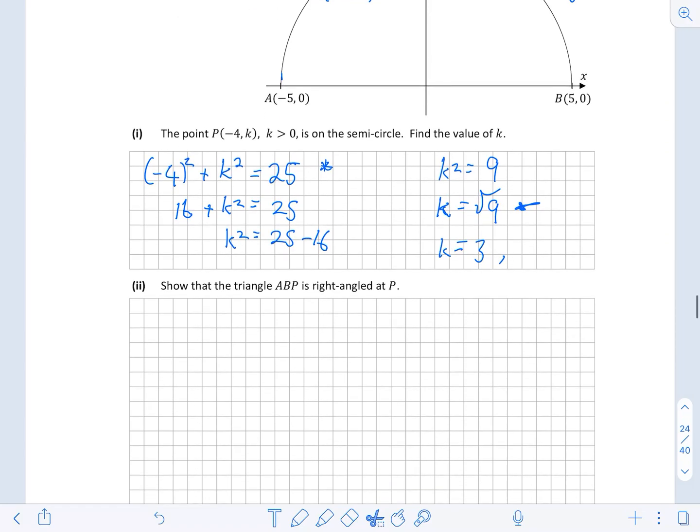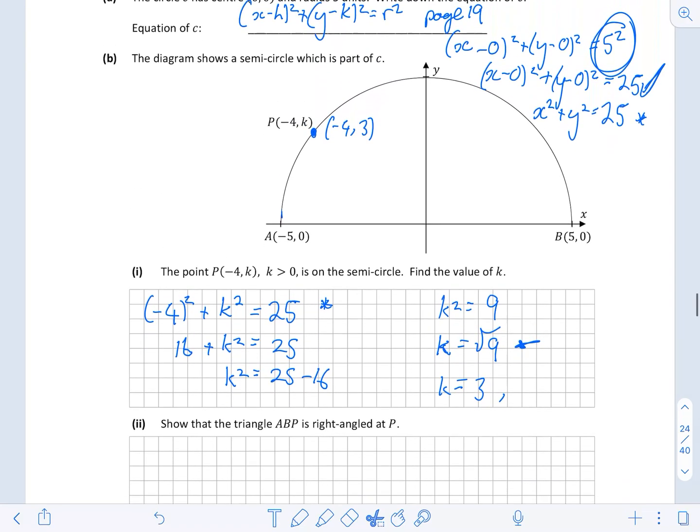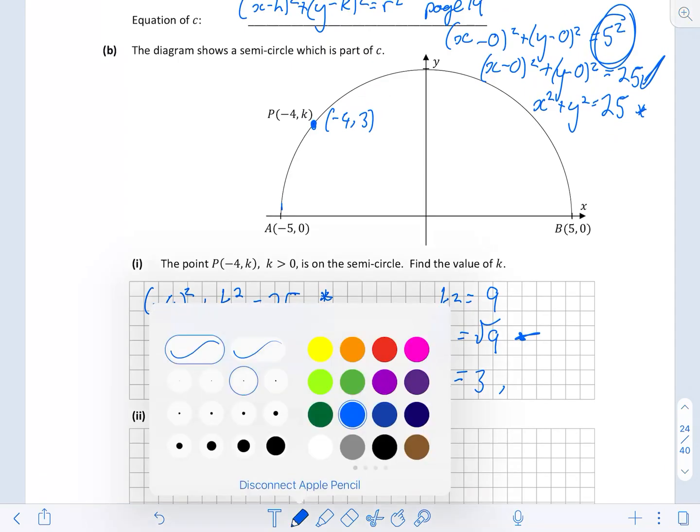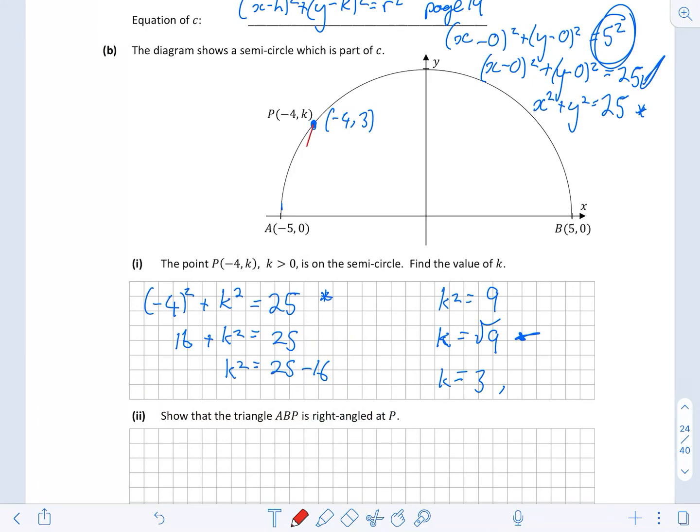Show that the triangle ABP is right angled at P. So if we were to connect this point here onto this point here, and this point here onto this point over here, and this point here onto this point here, we have to show that there's a right angle in there, and that angle there is a right angle. So we have to show that that red triangle is a right angle triangle.